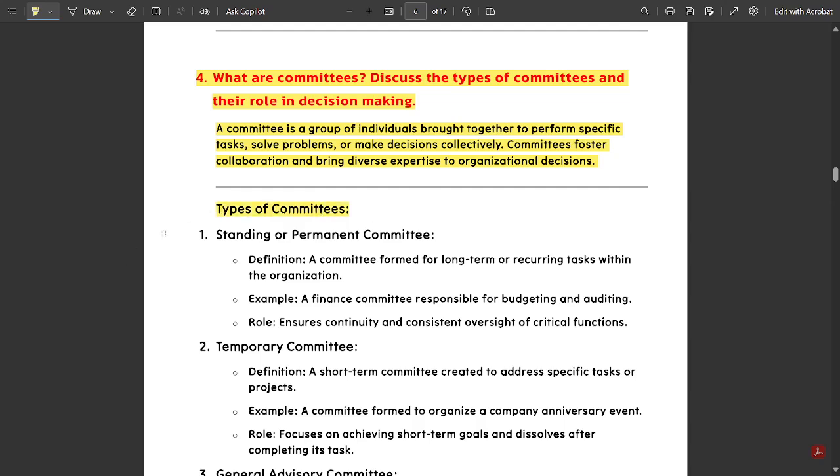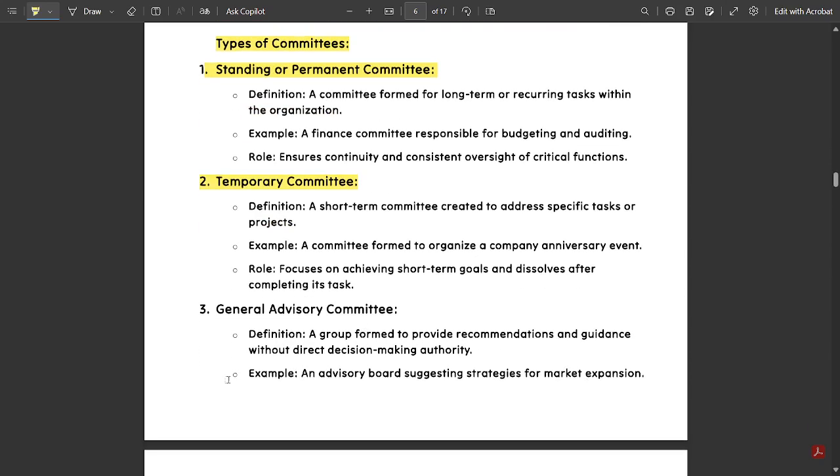Types of committee: standing or permanent committee. This is basically a long-term committee. For example, a finance committee responsible for budgeting and auditing. Its role is that it ensures continuity and consistency. Okay. Next is temporary committee.